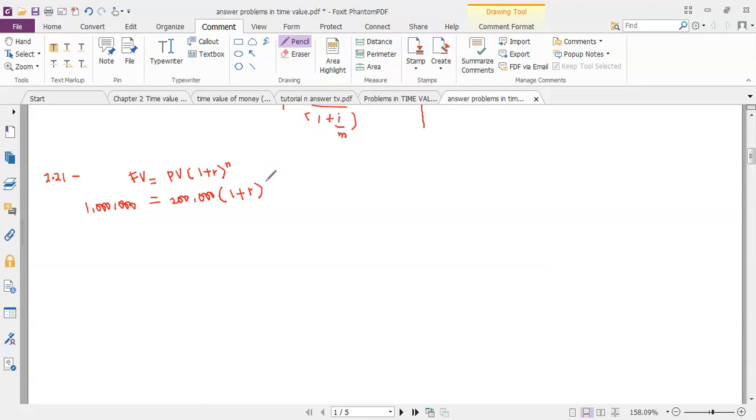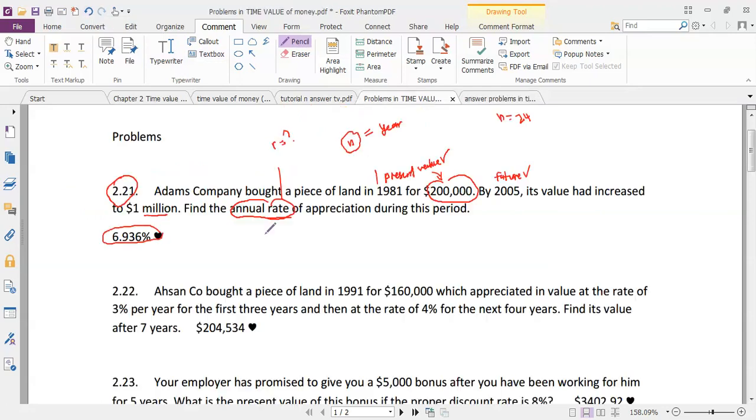And then n is how many years? 24, which we already calculated for us. 24 years. It means that n is equal to 24. So how to solve this problem using the mathematical formula? We need to know how much is the r. You already know the answer is 6.936. But how can we calculate this?